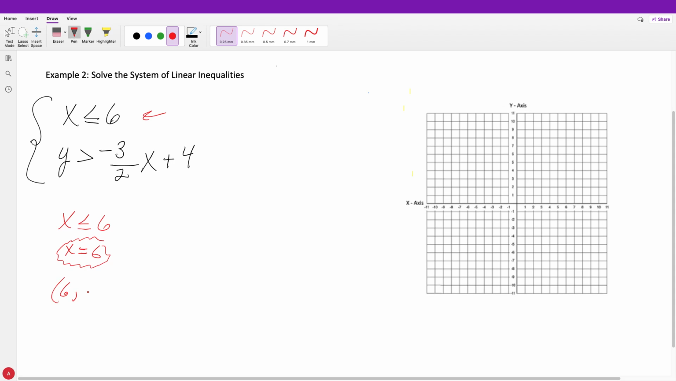Well, x can be 6 when x is 6 and 0, and x can be 6 when x is 6 and, let's say, 3. So I'm going to go ahead and plot those 2 points, 6 and 0, and 1, 2, 3, and 6 and 3. Once I have those 2 points, I can draw my graph.